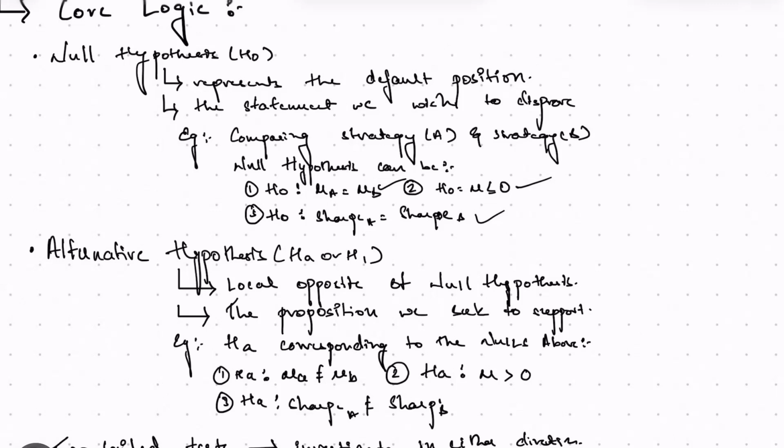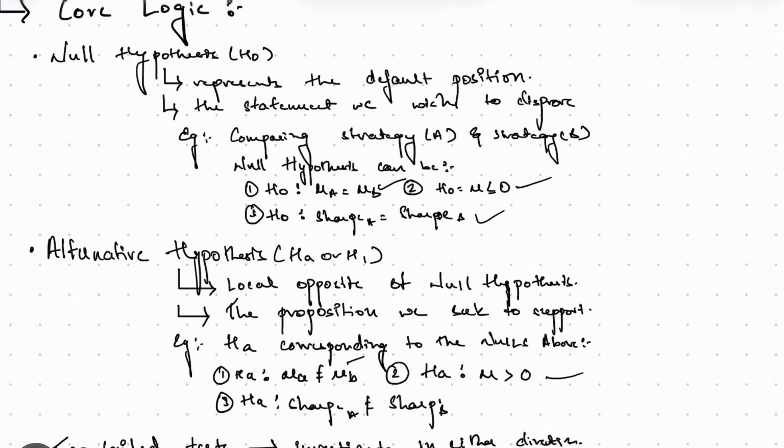Now, the alternative hypothesis, denoted by HA or H1, is the logical opposite of the null hypothesis. It is the proposition that the analyst seeks to support, the claim that an effect or a difference exists. Rejecting the null hypothesis leads to the acceptance of the alternative. So the examples corresponding to the nulls above would be: mu of A is not equal to mu of B, which corresponds to the first null hypothesis, mu A is equal to mu B. And mu is greater than zero corresponds to the second null hypothesis of mu less than or equal to zero. The Sharpe of A is not equal to Sharpe of B corresponds to the third null hypothesis of Sharpe A is equal to Sharpe B.